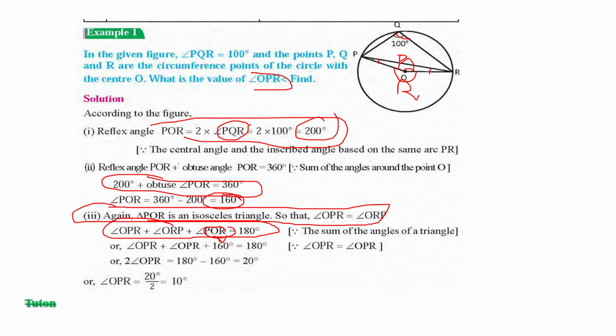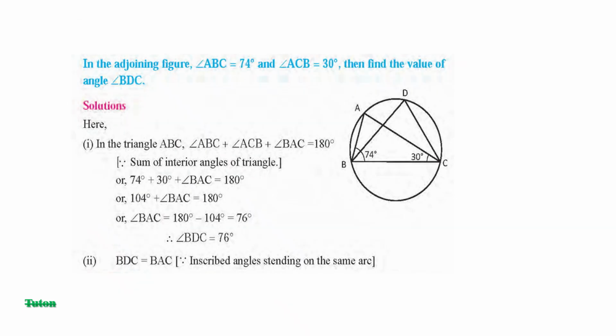Replacing the value in the next step, we get 2 times angle OPR is equal to 180 degrees minus 160 degrees. On further arithmetic calculation, we obtain the value of OPR as 10 degrees, which is our solution, and we have finally found the value of angle OPR. Now moving on to the next question.